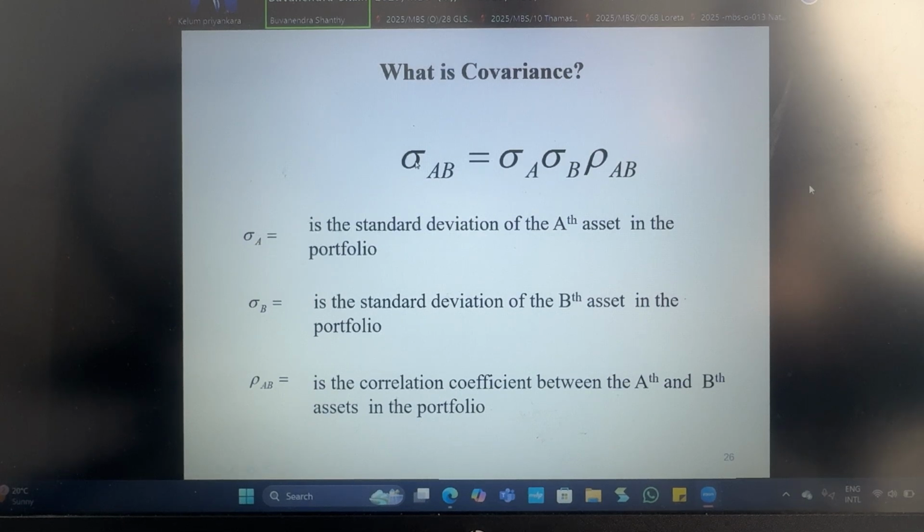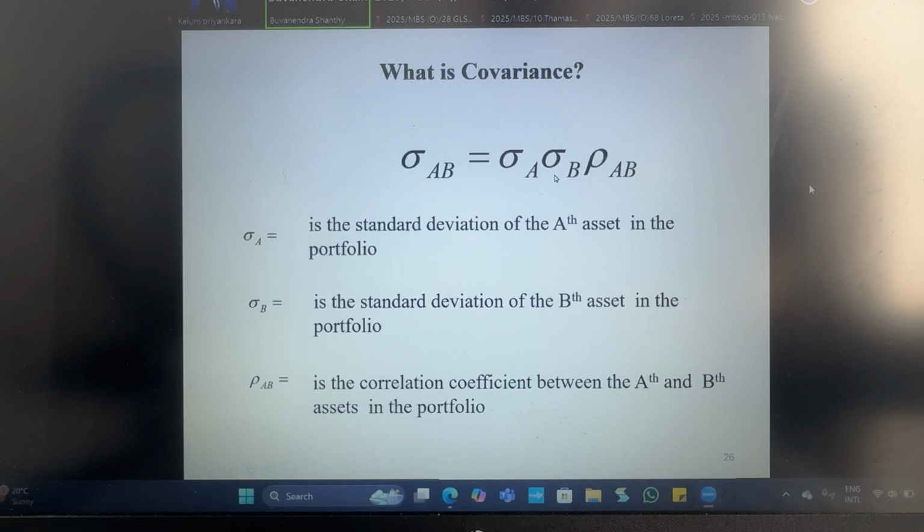Covariance is always equal to the standard deviation of asset A, the standard deviation of asset B, multiplied by the correlation between asset A and B. That is covariance. So if you take the subject as correlation, it is covariance divided by the standard deviation of asset A and the standard deviation of asset B. So these are very closely related terms.